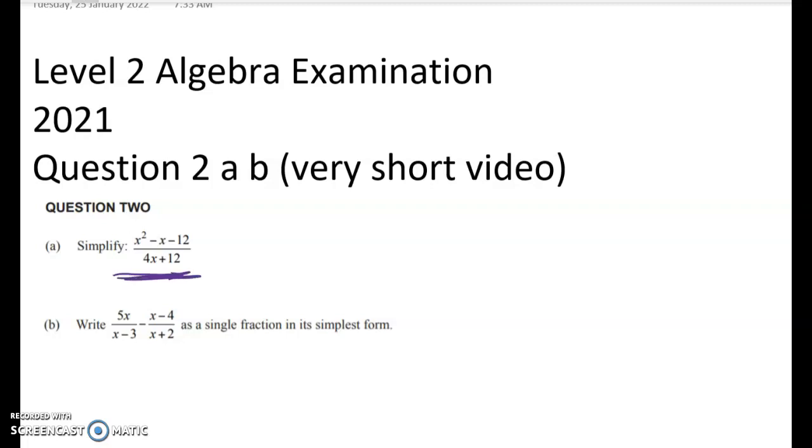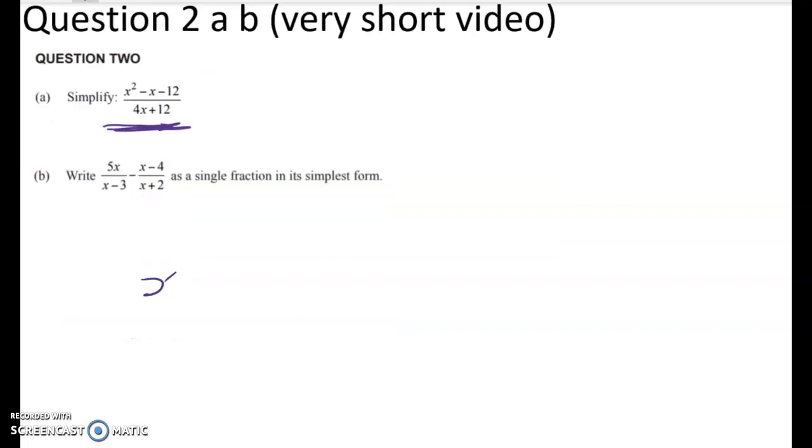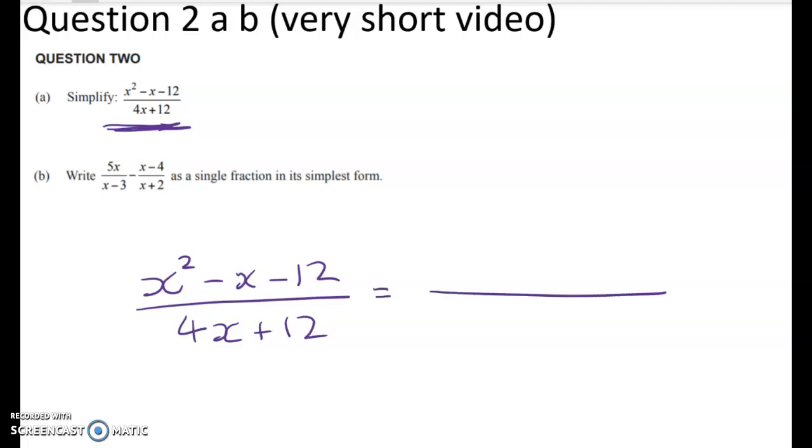You can see that we've got a quadratic in the numerator and we've got a linear thing in the denominator. So let's just write it out down here. We've got x squared minus x minus 12 over 4x plus 12. So looking at the denominator first, we can see we've got a common factor here of 4. So we've got 4 times (x plus 3).